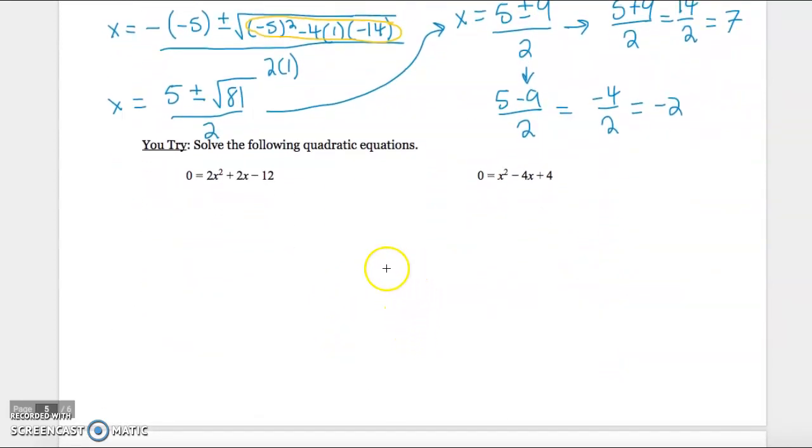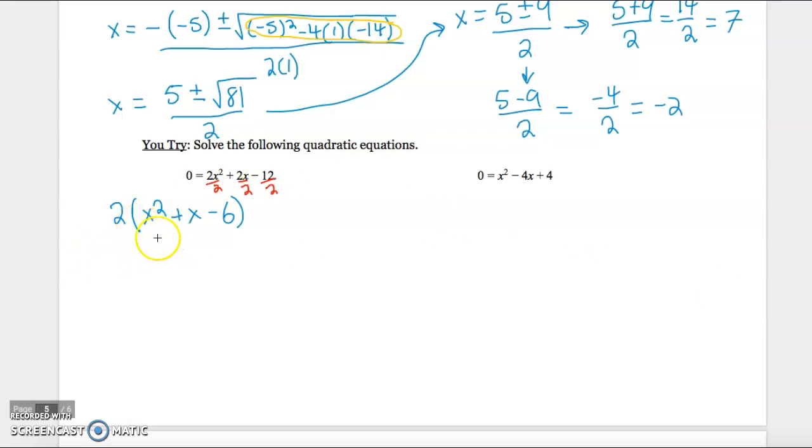And now I'm going to work through them. All right, so in this one, it's set equal to 0 first. Awesome. I do notice I have a GCF, so I'm going to pull that GCF out front. And then I'll get x squared plus x minus 6, right? Because we think of it as dividing each of those by 2.